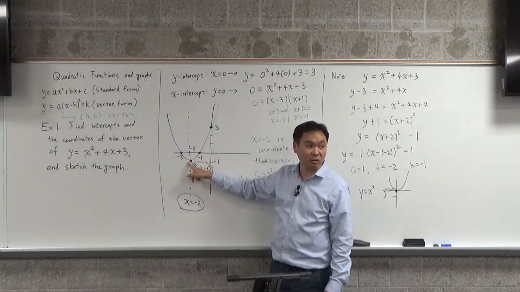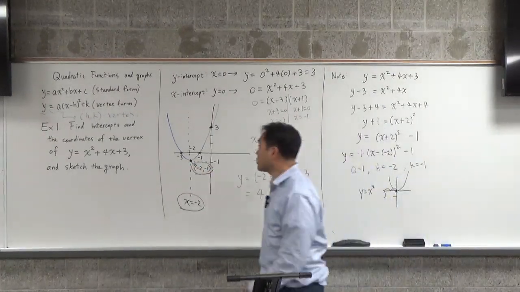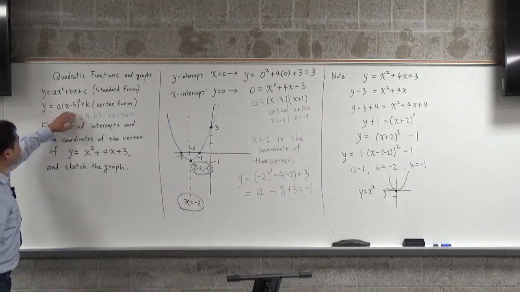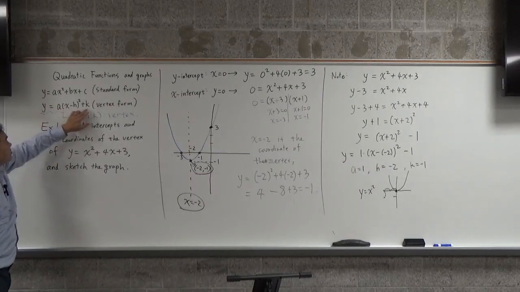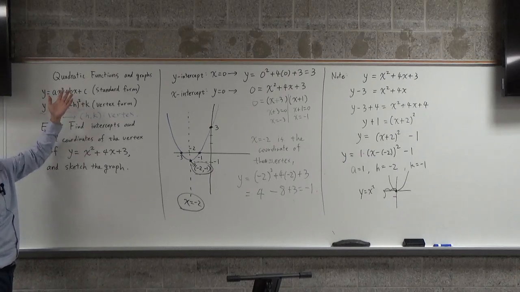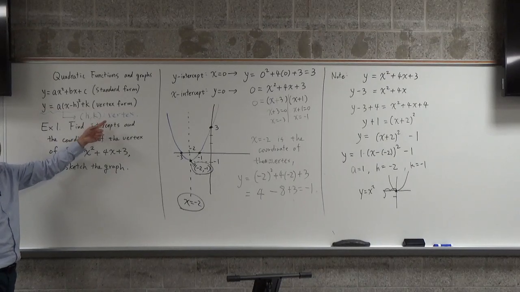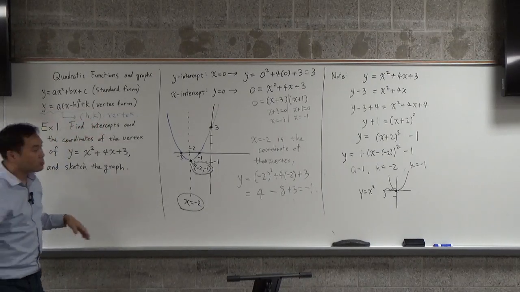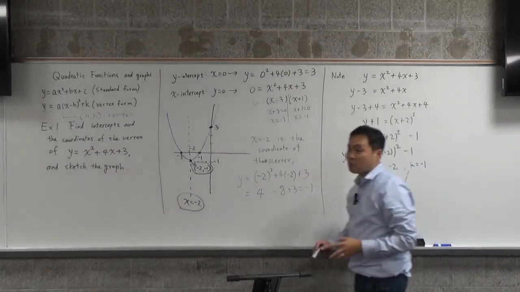Negative 1 is the least value that this function can produce. So that's another way to look at this formula here. See, if a is positive, then the least value this can have is k. When does that k happen? When x is equal to h. If x is h, h minus h is 0, and the y value becomes k. And that's why h, k is the vertex. That's one way, another way to understand it. Okay? So there are two different ways of understanding the vertex formula.